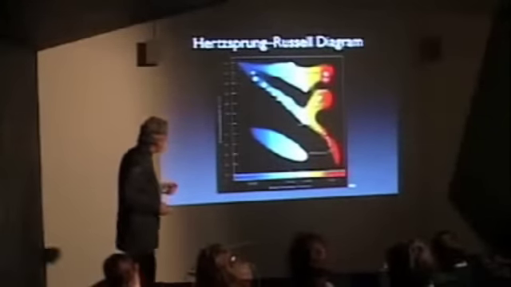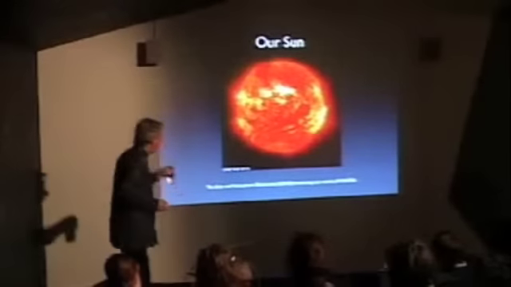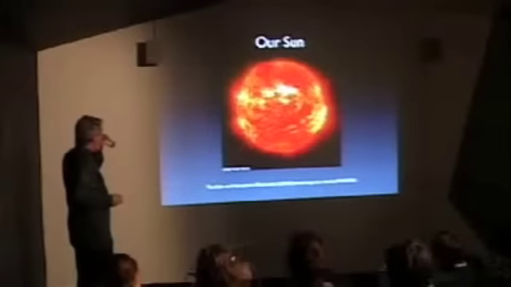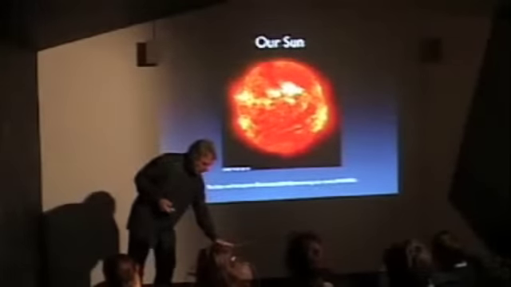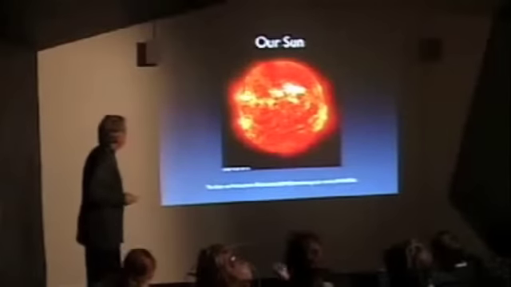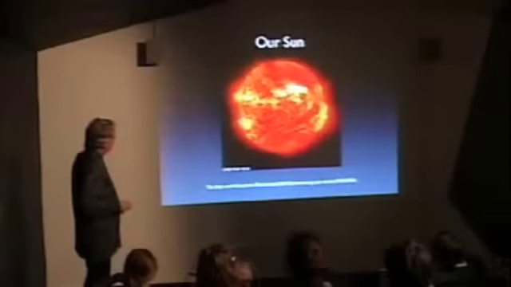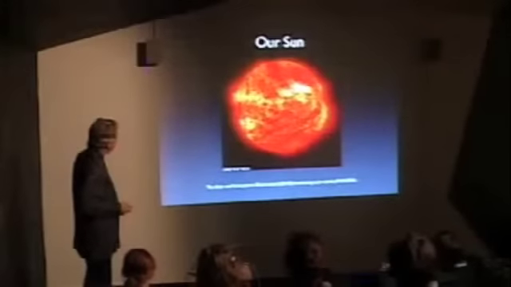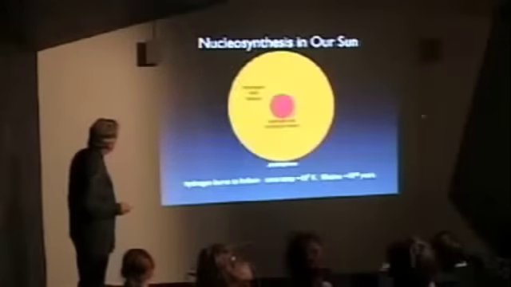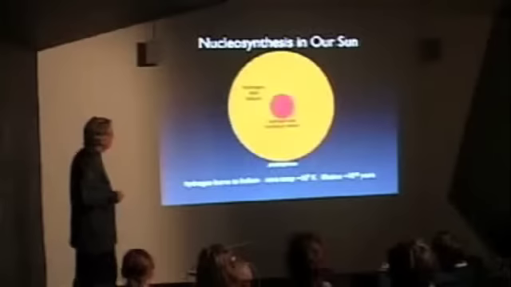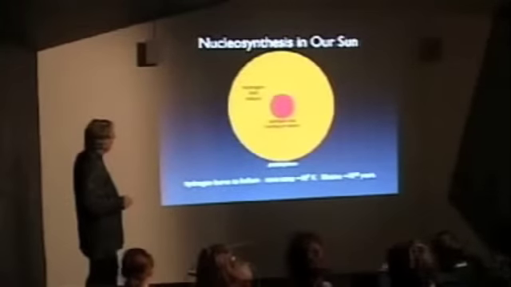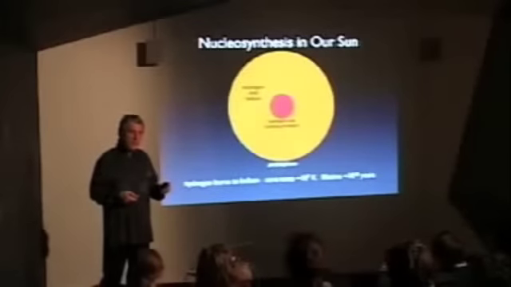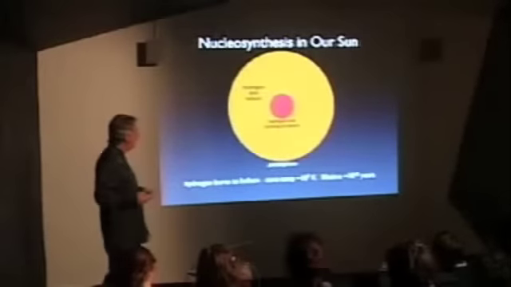So what about our sun? There it is. It shines on us every day. We don't normally see it like that, do we? So what's going on? Well, the sun is this huge ball of hydrogen and helium, and there's a core, this inner region, where the hydrogen is being fused into helium. Nuclear fusion.